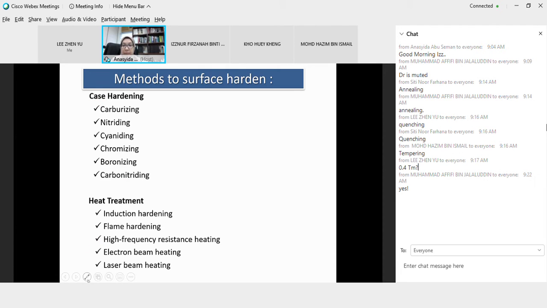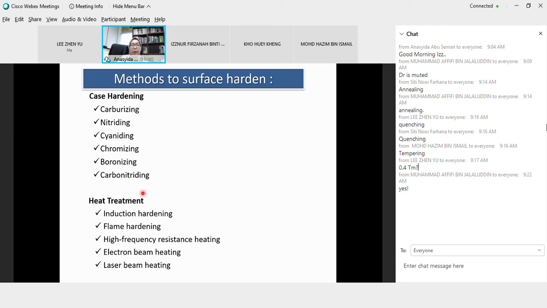Boleh faham ke tak? Kenapa kalau kita nak guna low carbon, kita tak boleh guna induction heating ataupun flame hardening? Sebab kalau kita guna method ini, we don't have enough carbon to form martensite. So it's no use. Kalau you buat induction hardening untuk get the surface hardened, you won't get it, sebab carbon yang you ada tak cukup. So that's why you kena buat carburizing dulu. Then only baru you akan follow dengan quenching and tempering.